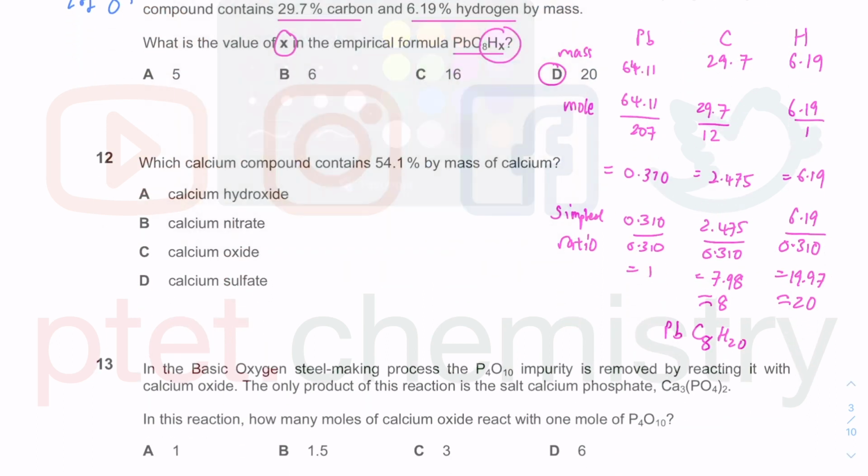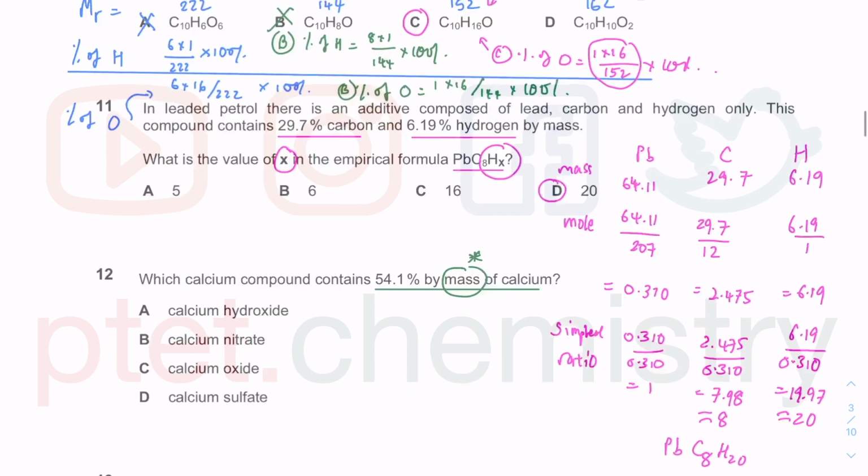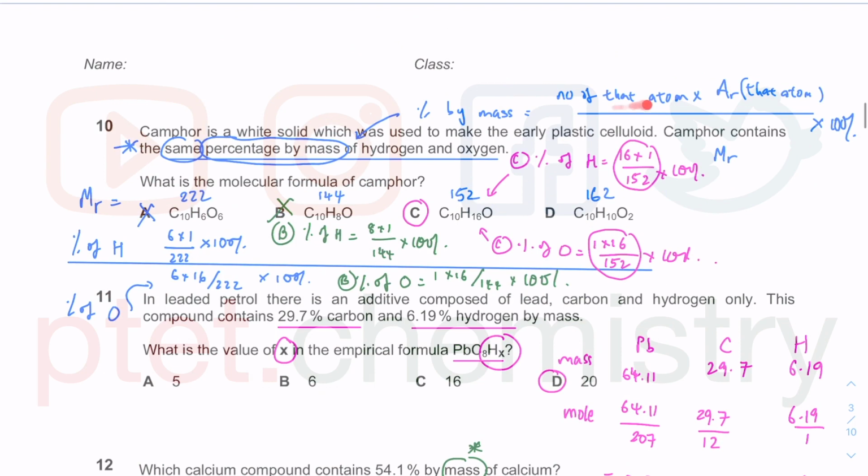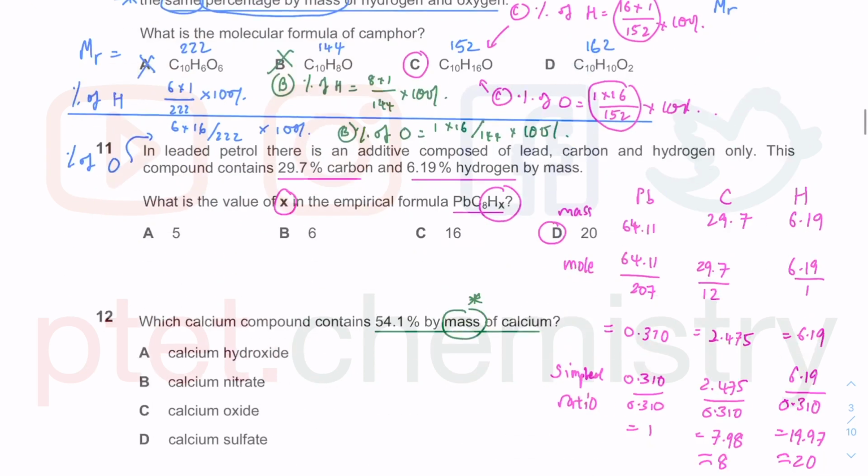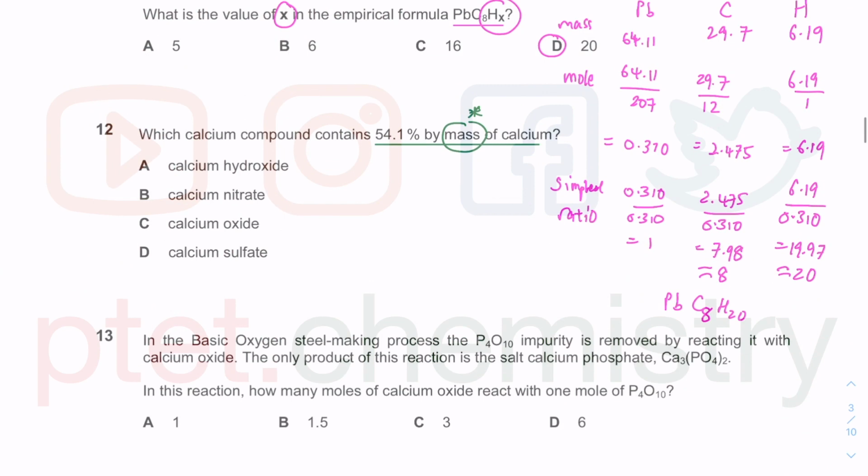Question 12 is about percentage composition by mass. So be careful. As I said earlier, percentage composition by mass is how many of that atom you have times the relative atomic mass of that atom divided by the MR of that compound times 100%. So we just need to get the correct formula first of all. Calcium hydroxide, calcium 2 plus and OH minus, calcium nitrate.